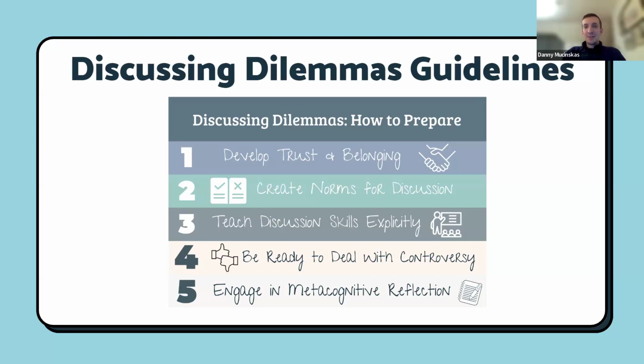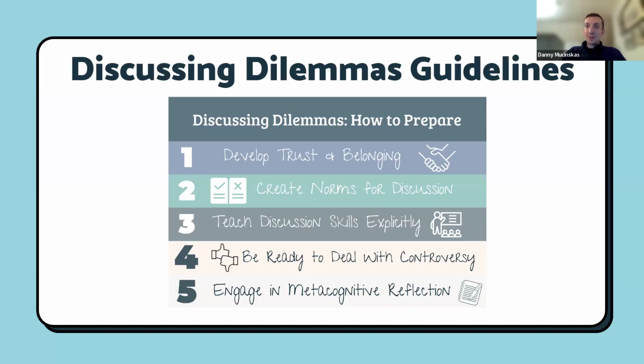So first is this idea of developing trust and belonging, making sure that students are ready to have conversations with one another that are based on a sense of trust, that they're able to do that, and there's a group dynamic that will support that kind of conversation happening. Second, creating norms for discussion.